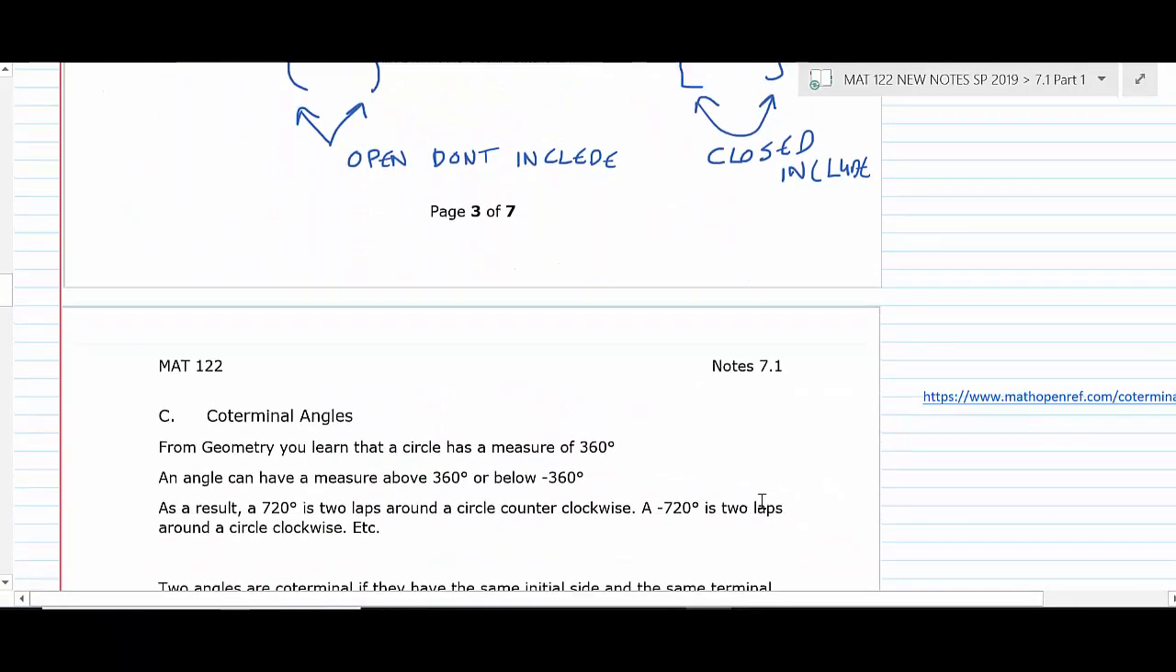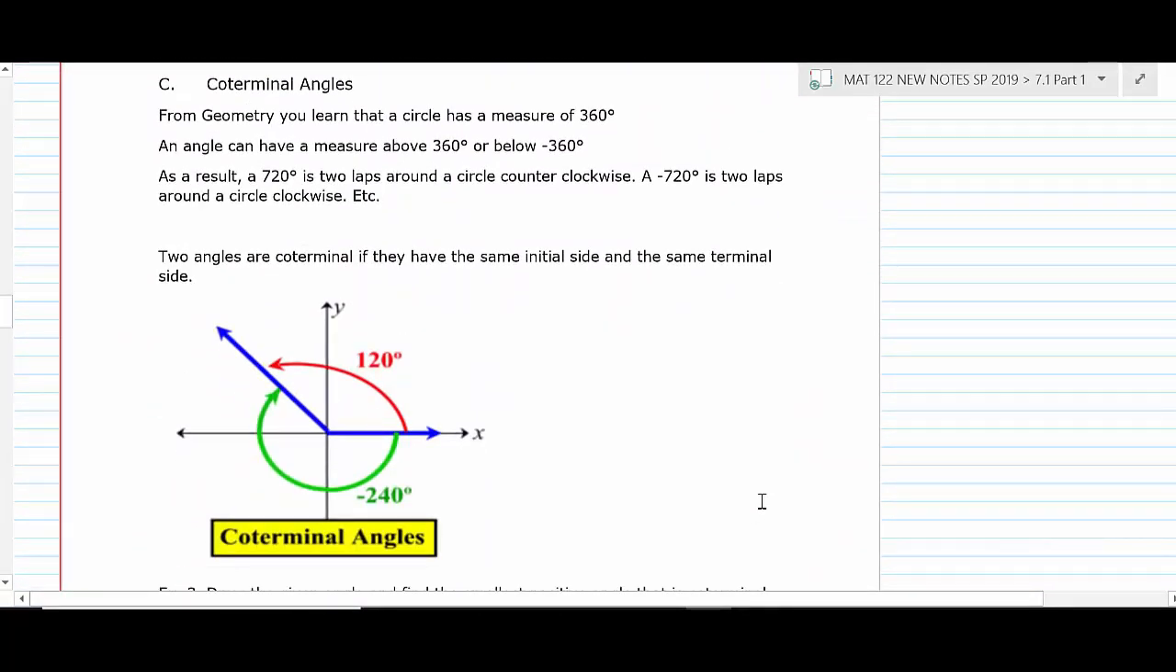Now we move on to this section, where I'll talk about coterminal angles. Again, I just showed you on that applet that 720 just means 2 laps. Negative 720 is 2 laps clockwise and so forth. Now, what we mean by a coterminal angle: we say 2 angles are coterminal if they have the same initial side, which just means they start at the same point, and the same terminal side, which means they end at the same point.